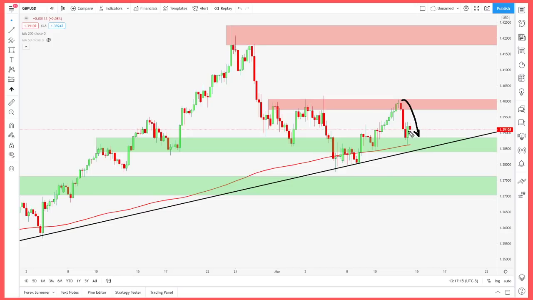Now, generally, I am pretty much a bull on the pound dollar from a technical and fundamental perspective. Generally, the UK has done a pretty good job at rolling out vaccines compared to other places.